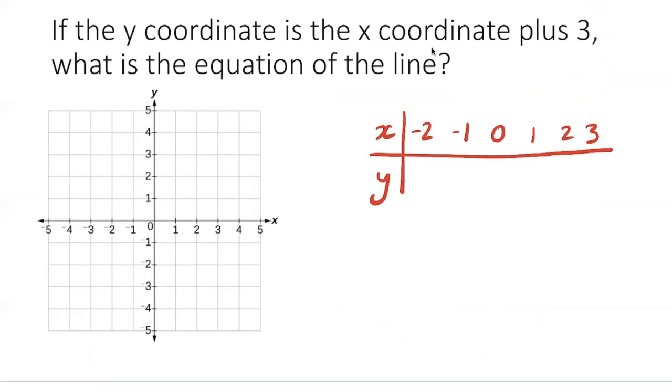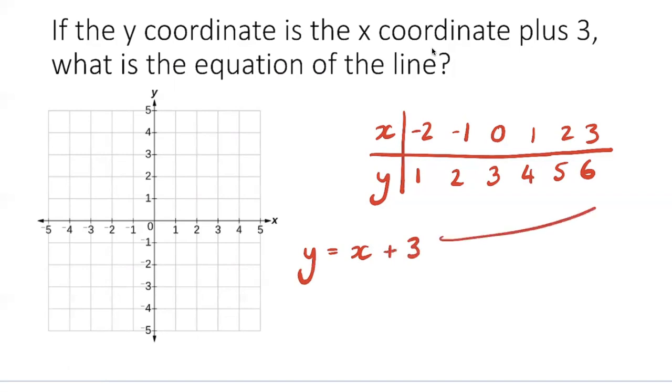So minus 2 add 3 is 1. Minus 1 add 3 is 2. 0 add 3 is 3. I think you get the picture. Now, what is the equation of that line? Y equals x plus 3. And you can work that out from this bit, the x coordinate plus 3.